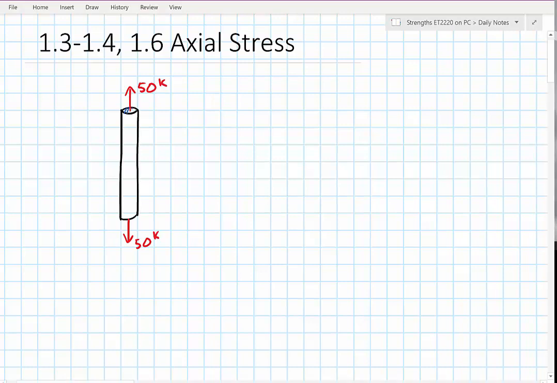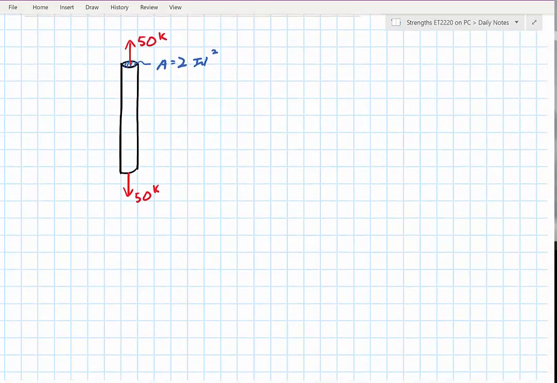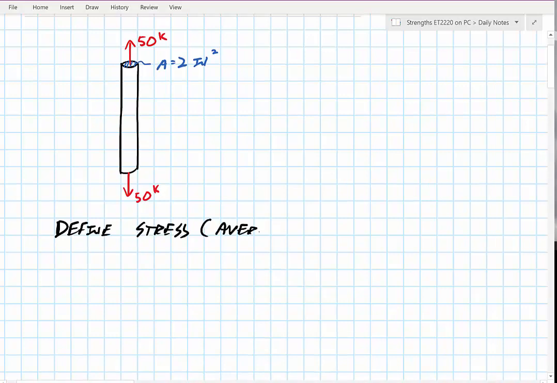and we'll have some kind of cross-sectional area of this cylinder that is equal to 2 inches squared, and we are interested in what kind of stress, or what stress even is, on this cylinder. So let's start by defining what stress actually is. And really what we're talking about is the average normal stress.